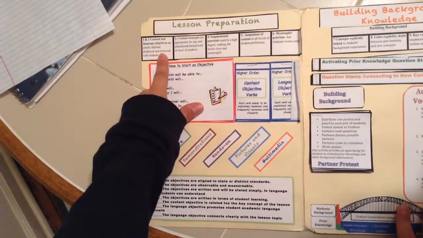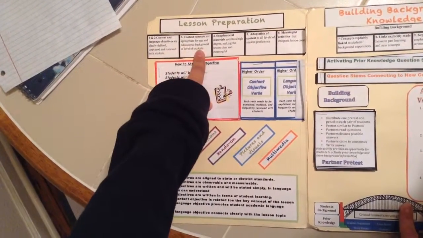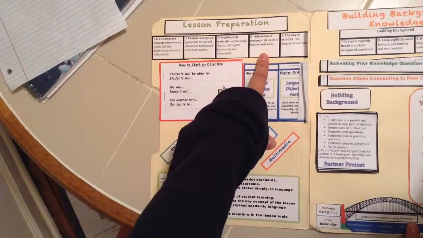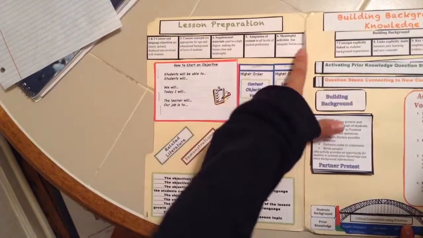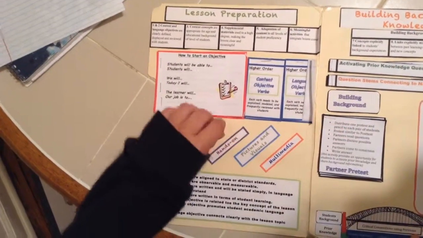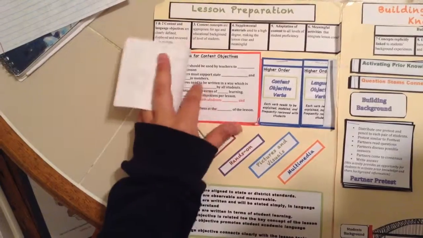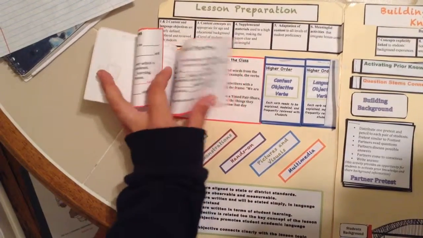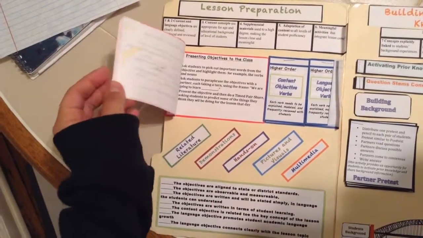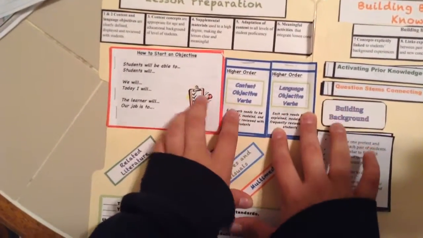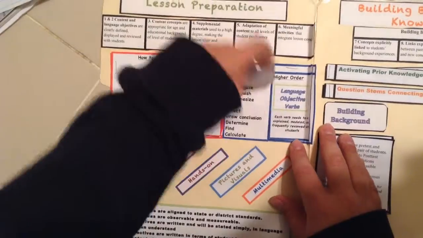1 and 2 are content and language objectives. 3 is content concepts. 4 is supplemental materials. 5 is adaptation of content. And 6 is meaningful activities. Here we see how to start an objective, tips for content objectives, language objectives, presenting objectives to the class. Over here we have higher order content objective verbs and language objective verbs.